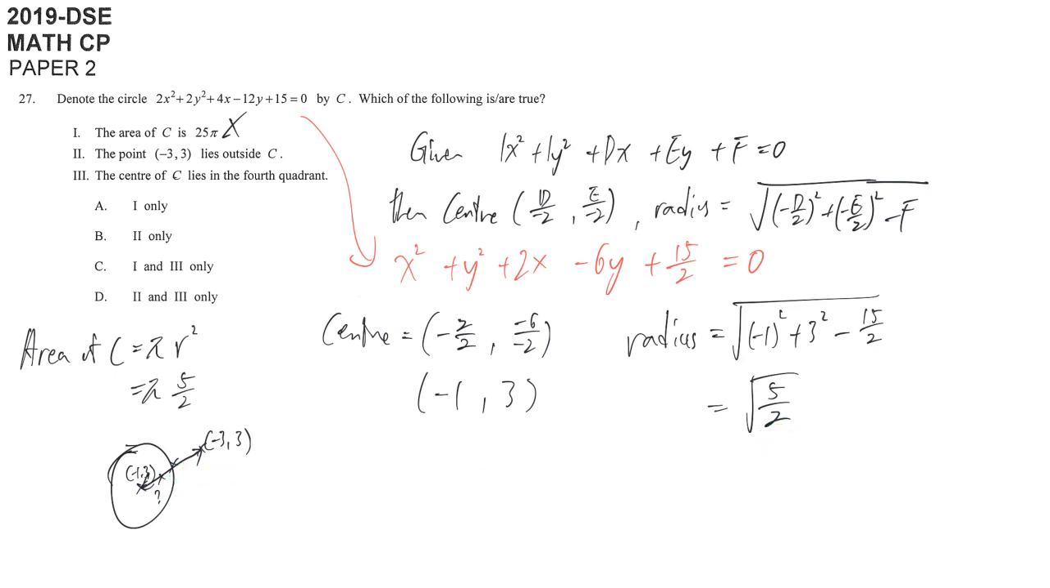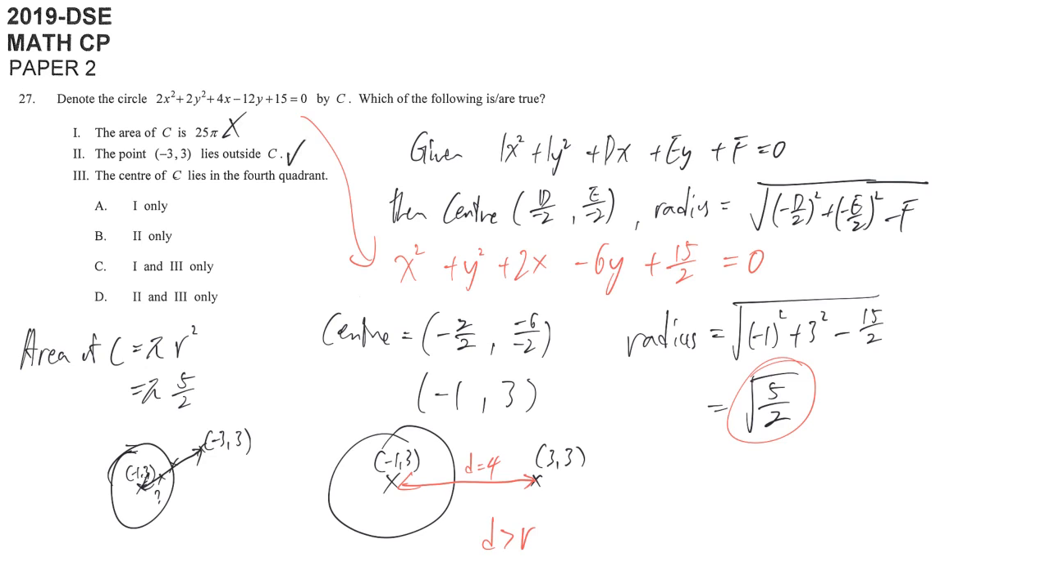This is a horizontal line, so the circle is like this. And then the point is on the right hand side here, because it's horizontal. The distance is equal to 4. And then compare with our radius, it is definitely larger than the radius. So therefore, the point should be outside the circle C. The second statement is correct.